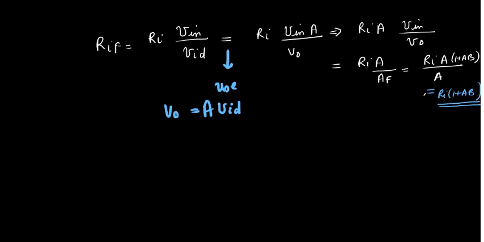V in divided by VID, okay. Now our aim is to put in terms of A and B. VID is this, correct? We are talking about the exact case. So Ri times V in, and VID is V naught by A. You can arrange it. It will become Ri into A multiplied with V in divided by V naught, right? And this is what was your feedback gain?